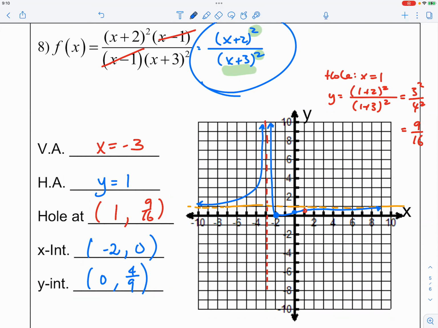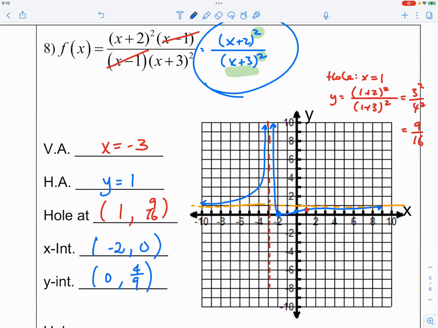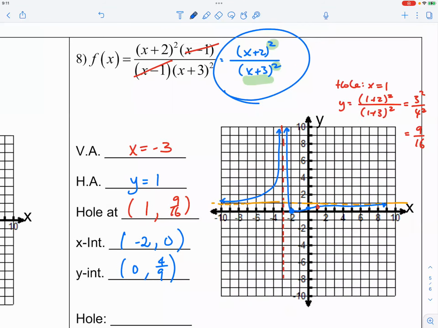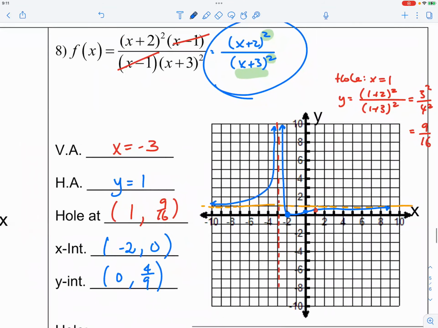So there would be a bounce at the x-intercept, because of the square next to x plus 2. The graph would come from the positive direction right around the vertical asymptote because of the square of the denominator. So that's how we will approach these questions, with a square in the numerator or a square in the denominator.